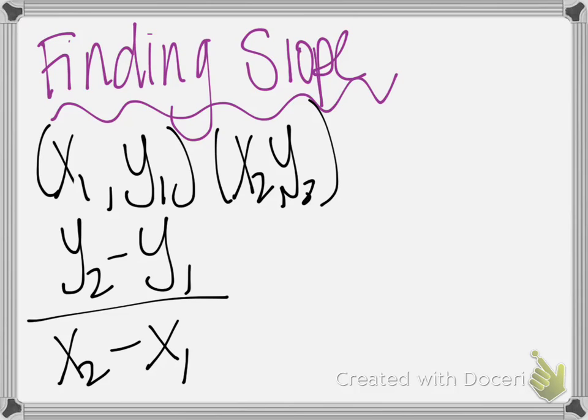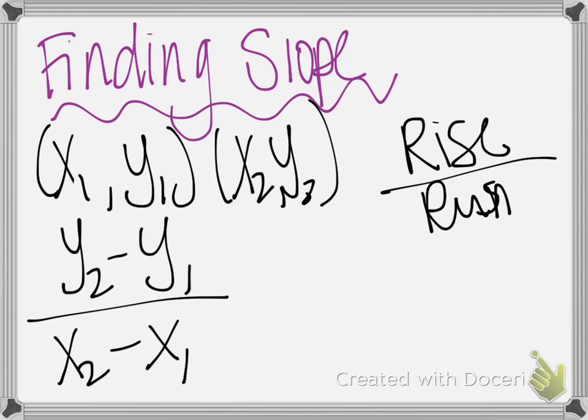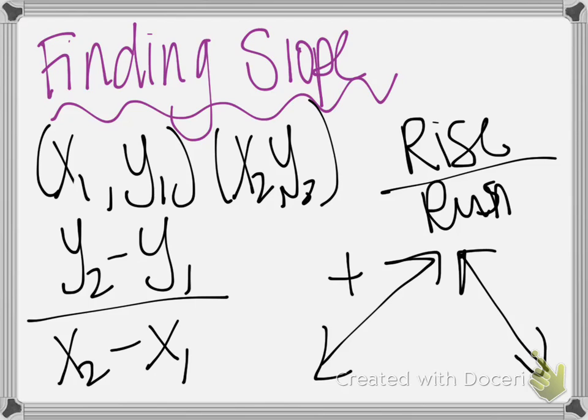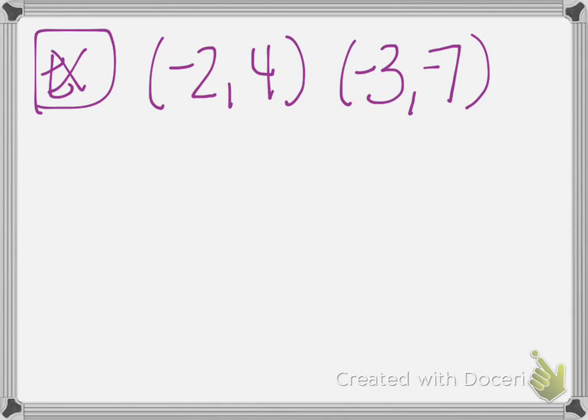The other way to find slope is from a graph. Remember, if you're looking at it that way, you're going to draw a triangle and you're going to look for the rise over the run. The key to remember is that if it's going uphill from left to right, the slope should be positive, and if it's going downhill from left to right, it should be negative. So let's take a look at a couple examples.